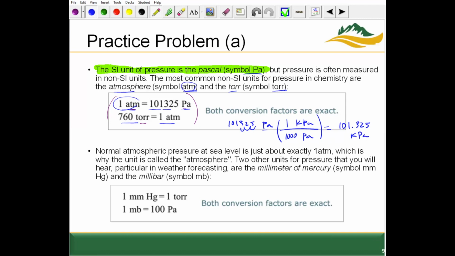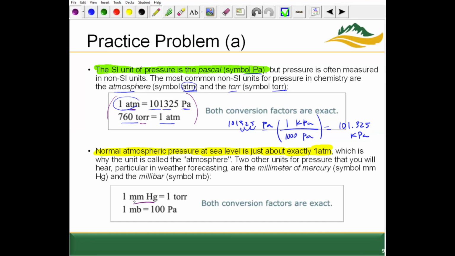Next, a really important thing to keep in mind is that normal standard atmospheric pressure at sea level is just about equal to exactly 1 atmosphere. So normal atmospheric pressure is actually about 1 atm.